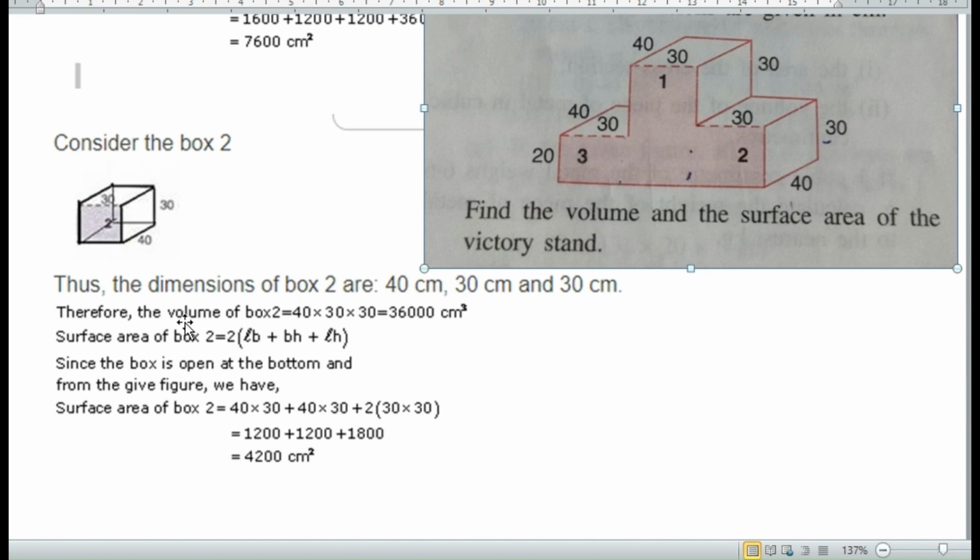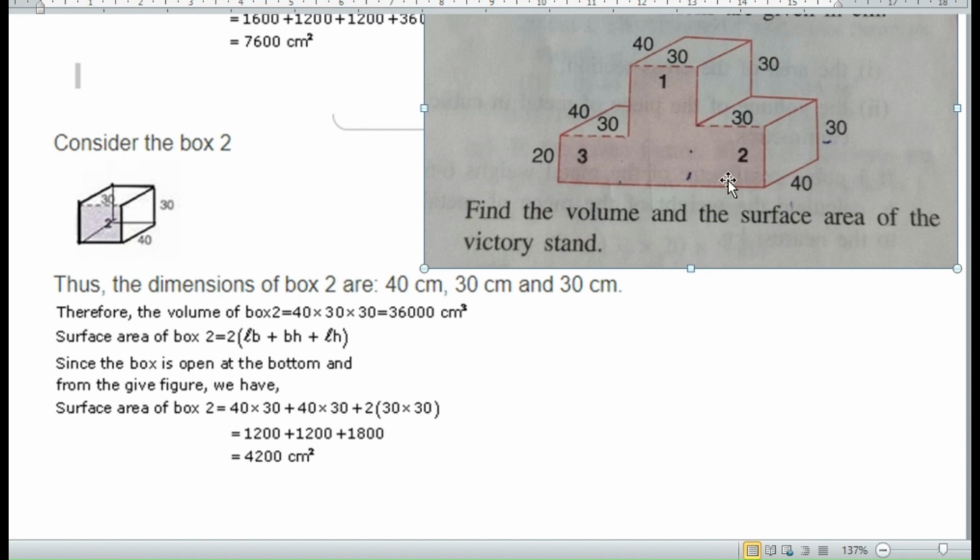Now surface area. Surface area of top is 30 into 40. Then the surface area of this one is again 30 into 40, this is 30 into 40, and this is 30 into 40.